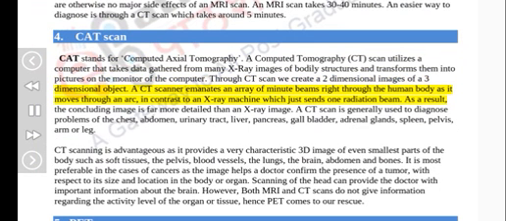A CT scanner emanates an array of minute beams right through the human body as it moves through an arc, in contrast to an X-ray machine which just sends one radiation beam. As a result, the concluding image is far more detailed than an X-ray image. A CT scan is generally used to diagnose problems of the chest, abdomen, urinary tract, liver, pancreas, gallbladder, adrenal glands, spleen, pelvis, arm or leg.